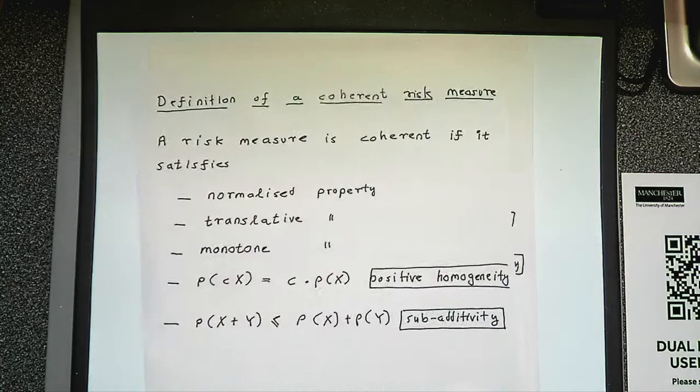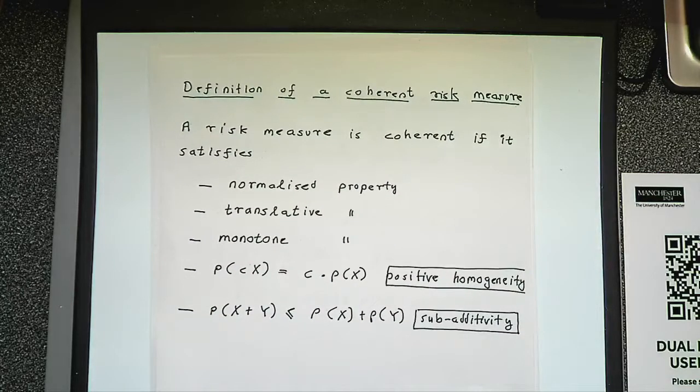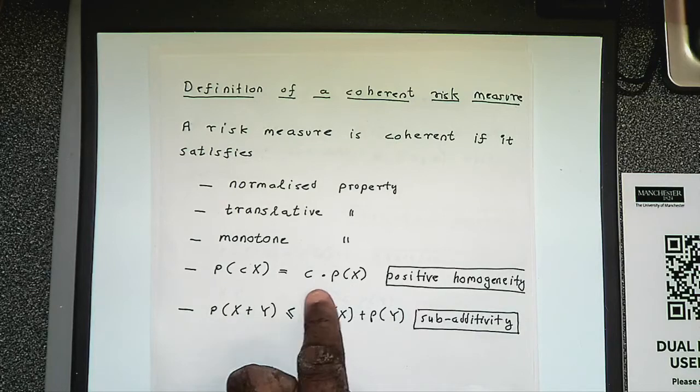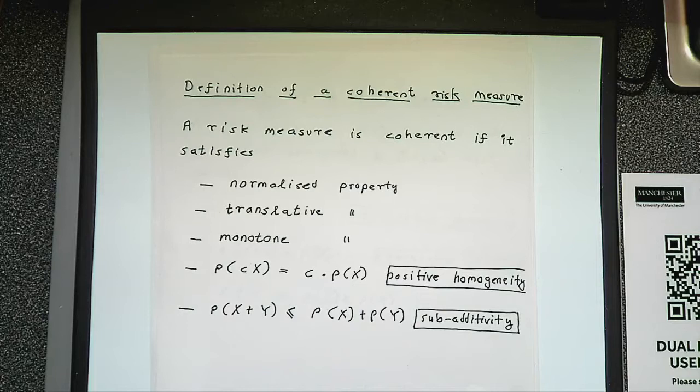Then there is something called the coherent risk measure. You know the word coherent in the English language; it usually means good. A risk measure is said to be coherent if it satisfies the 3 properties plus 2 additional properties, which are called the positive homogeneity property and the subadditivity property. So if a measure satisfies these 5 properties, then it's said to be a coherent risk measure, right?